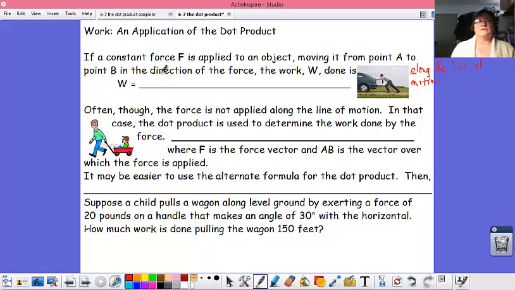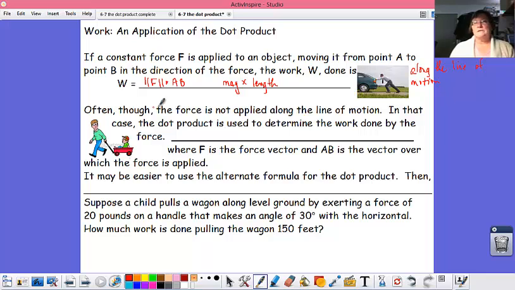If that's the case, folks, then the amount of work that's being done is the magnitude of the force times the length of the segment AB. Okay? It's the magnitude of the force times the length of AB. And remember, when we put no bar across it, that means length. And if you wanted that in words, it's the magnitude times the length. Okay. That's if the force is being applied in the same direction as the object is moving.